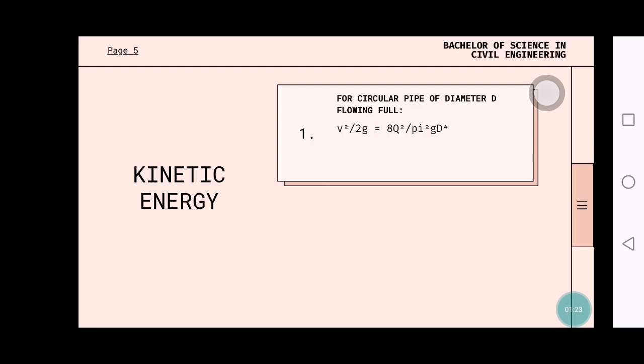Next, for a circular pipe of diameter d flowing full, the formula is v squared over 2g is equal to 8 Q squared all over pi squared times gravity times d to the 4th power.